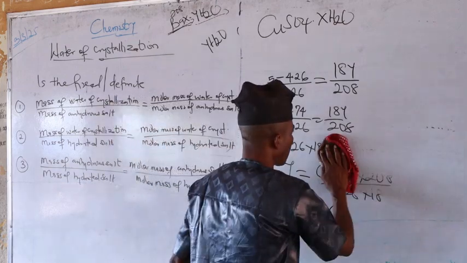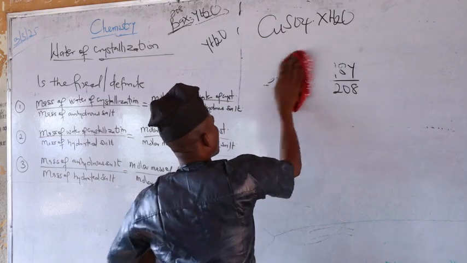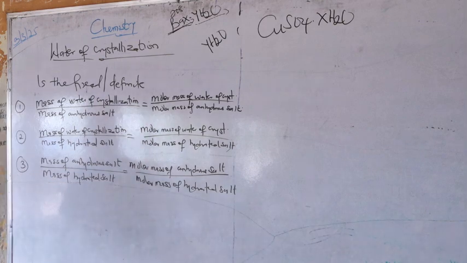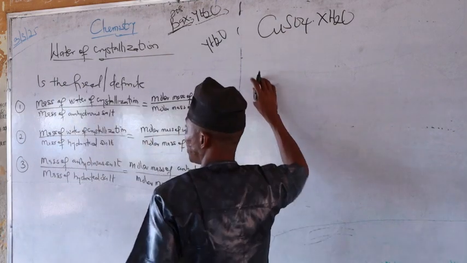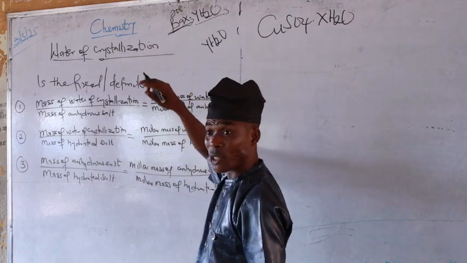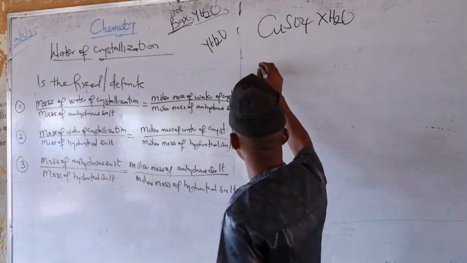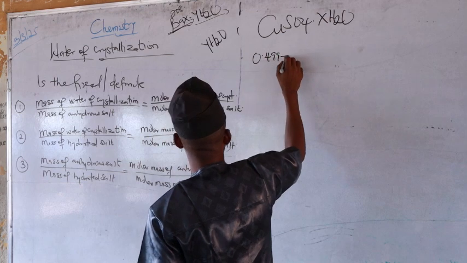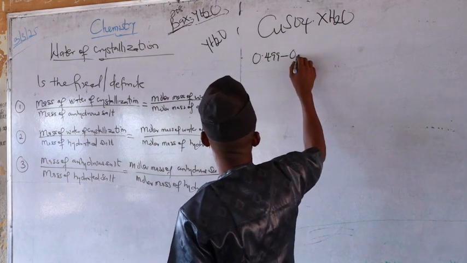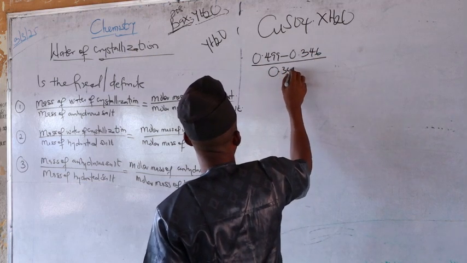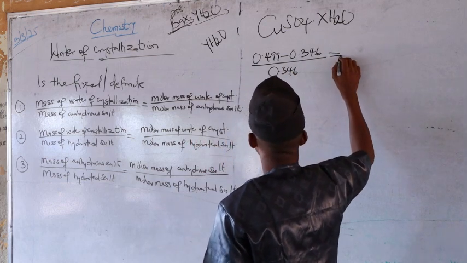So let us use this first formula, or do you want us to use another formula? The first formula is the simplest one, so let us do that. Mass of water of crystallization is going to be the mass of hydrated salt minus the residue, which is the mass of anhydrous salt. That's going to be 0.499 minus 0.346 over 0.346.